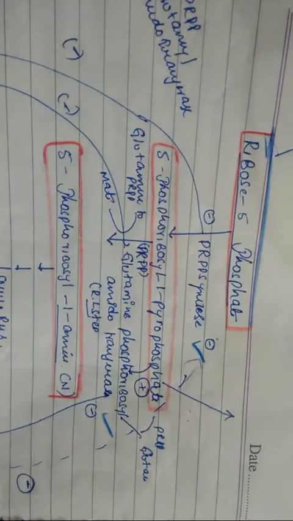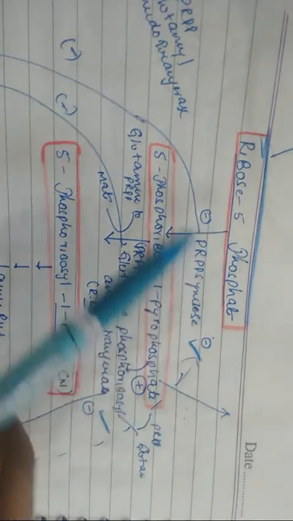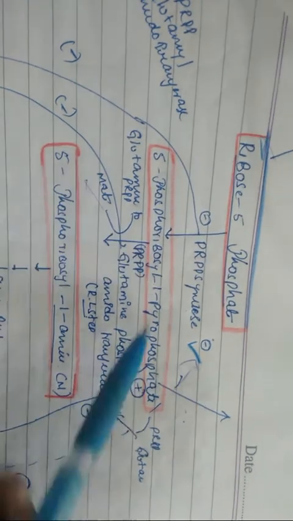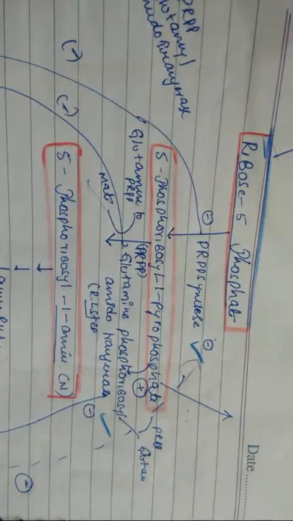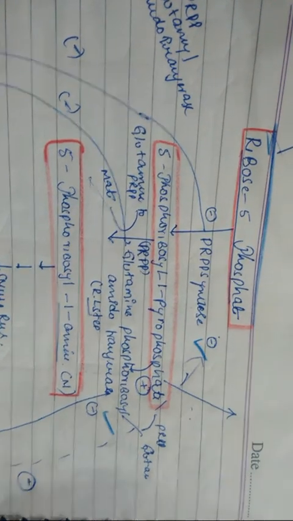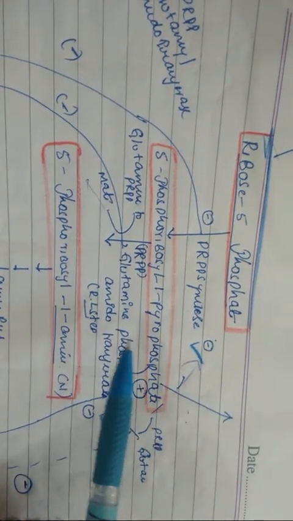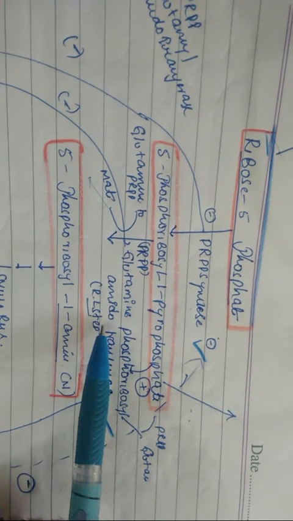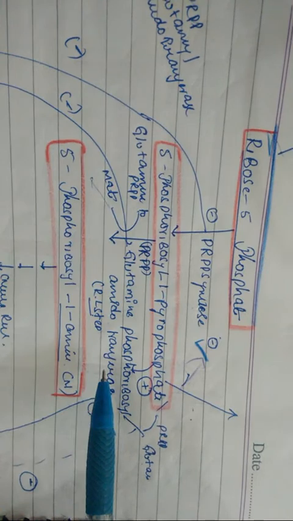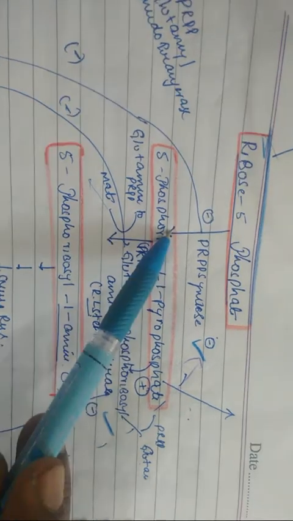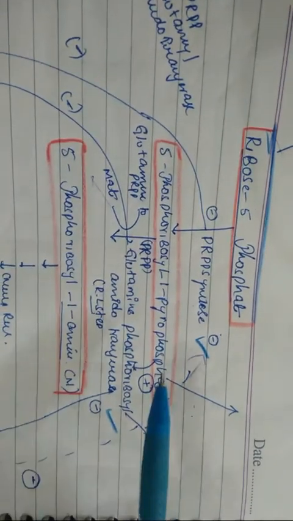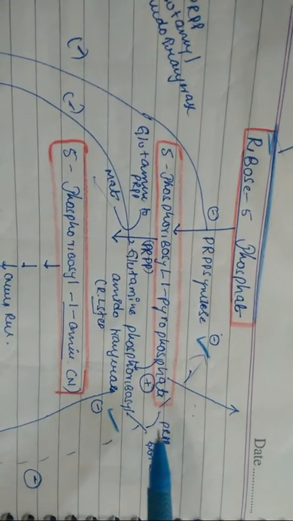Now, who is donating the amine? It is glutamine, which is donating the amine, and it becomes glutamate, in the presence of the enzyme glutamine phosphoribosyl amine transferase. You can observe this. This glutamine is transferring the amine group to the phosphoribosyl pyrophosphate, so we call it glutamine phosphoribosyl amine transferase. That is the reason we have named it so.